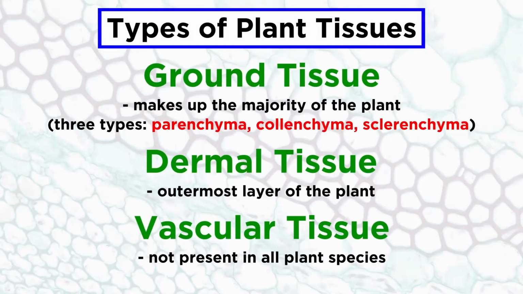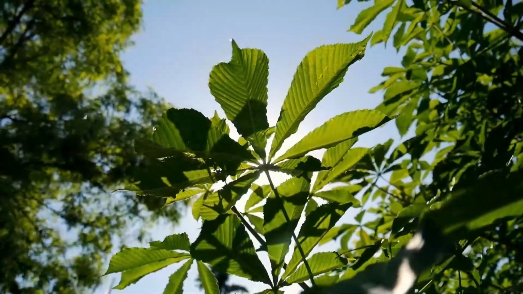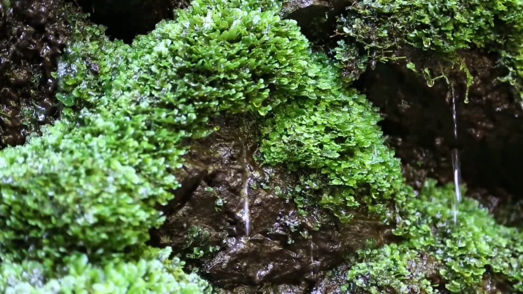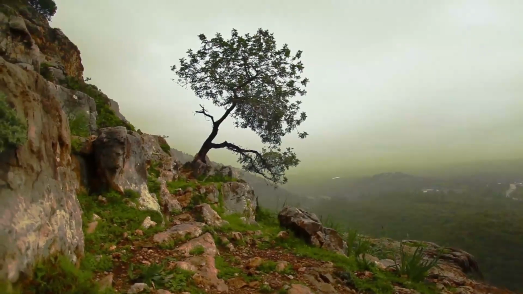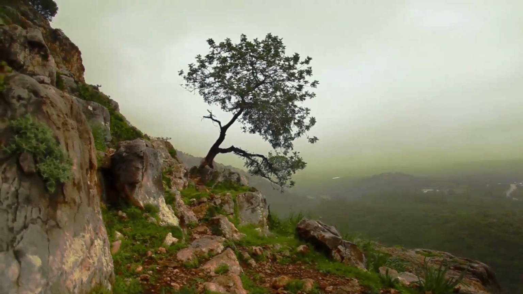The final group of plant tissues is not actually present in all kinds of plants. Vascular tissues are the main characteristic that separates vascular plants, like trees, from non-vascular plants, like mosses, and it allows vascular plants to have a wider variety of growth strategies.